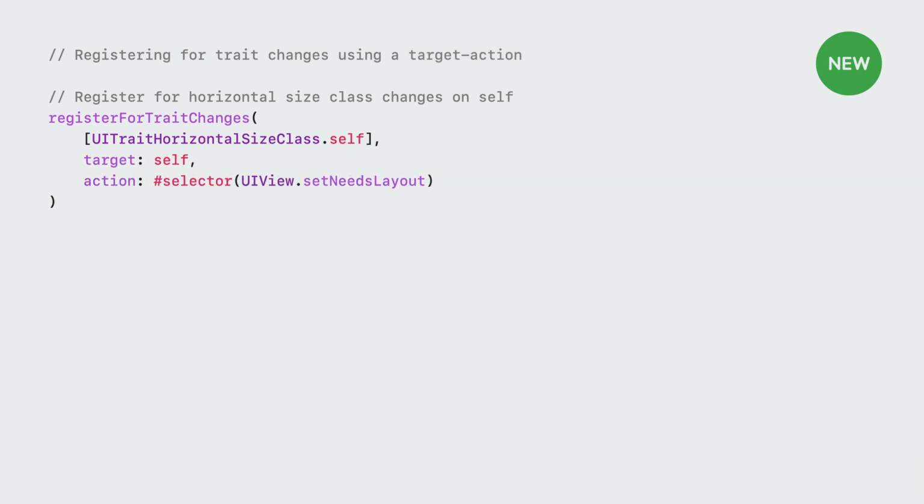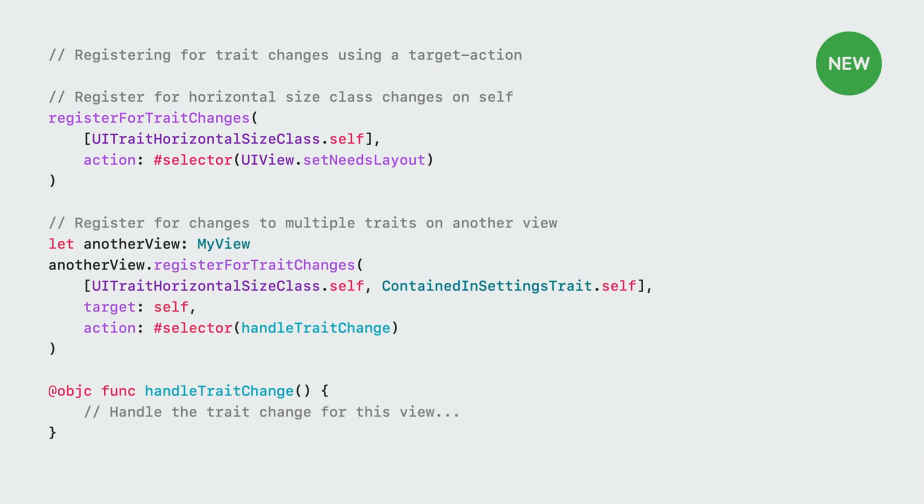Here's an example of the new target action-based method. Call register for trait changes and pass an array of traits to register for, as well as the target and action method to call on changes. The target parameter is optional. If you omit it, the target will be the same object that register for trait changes is called on. In this case, that's self.